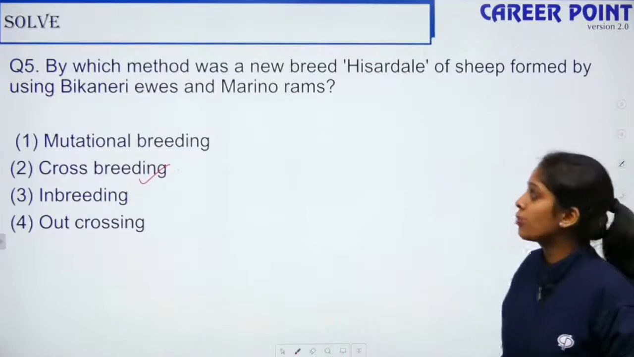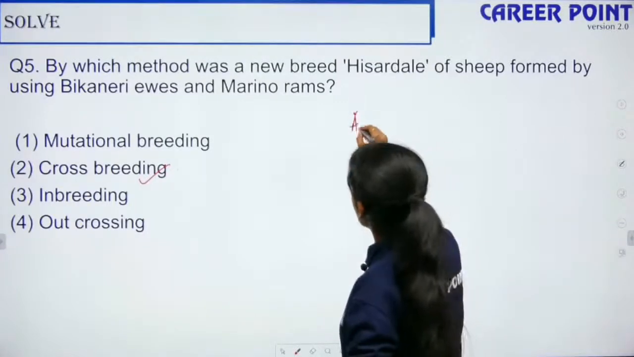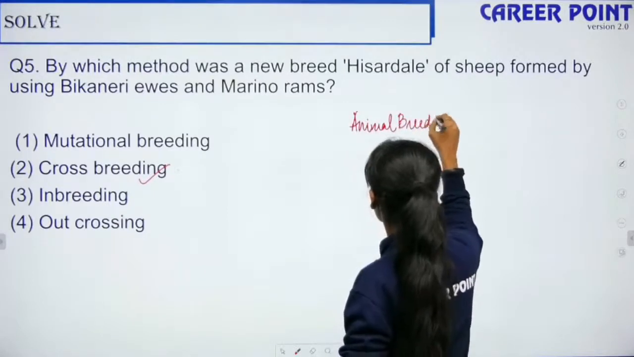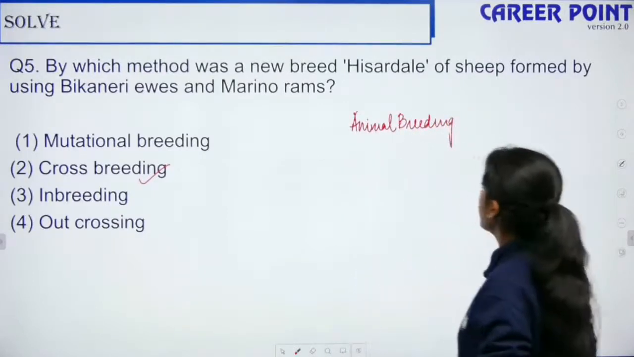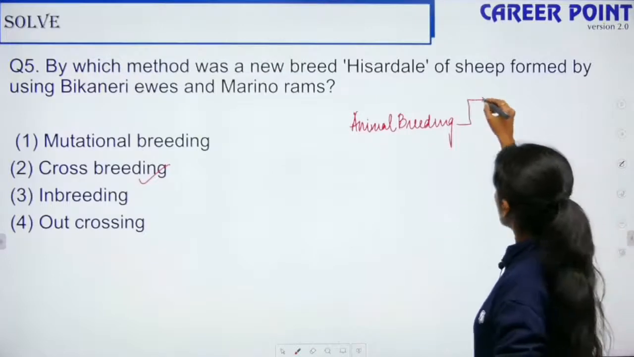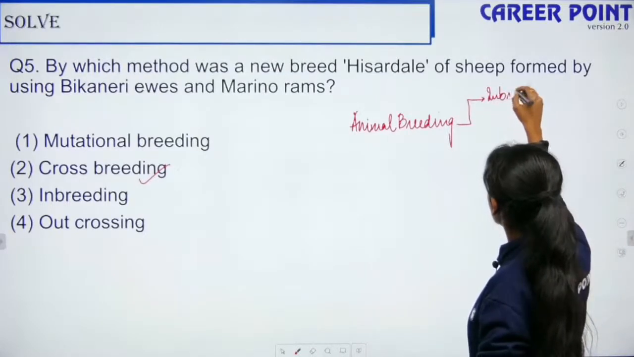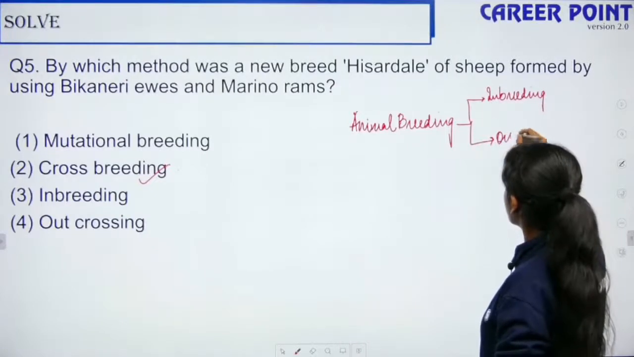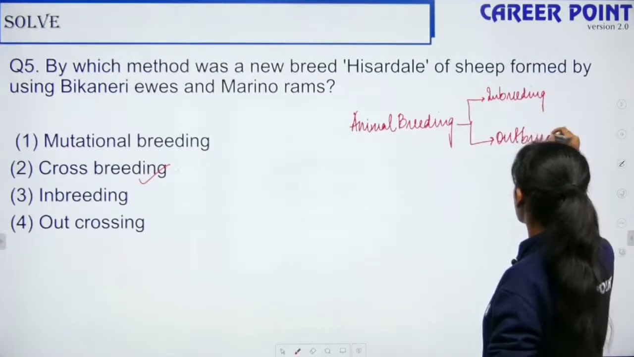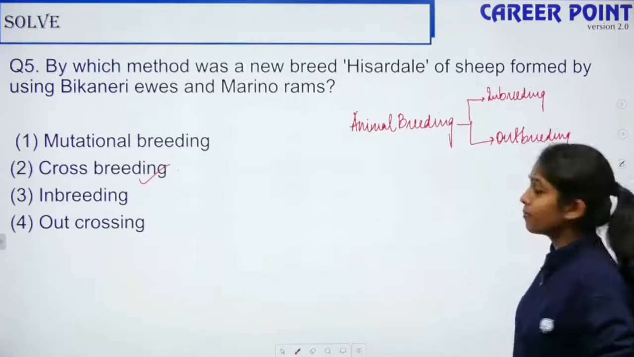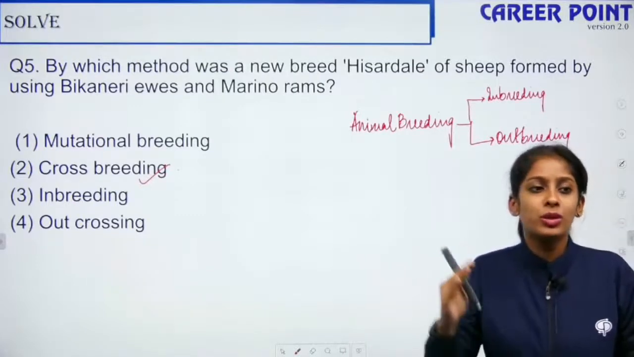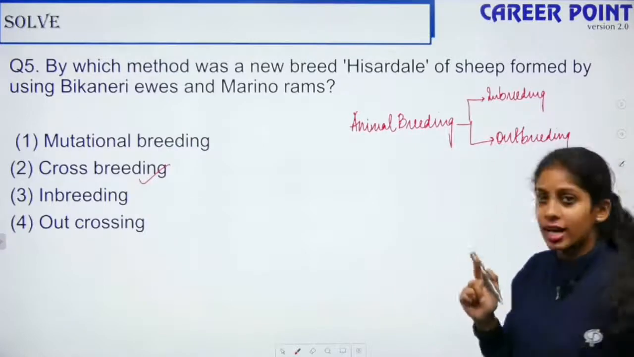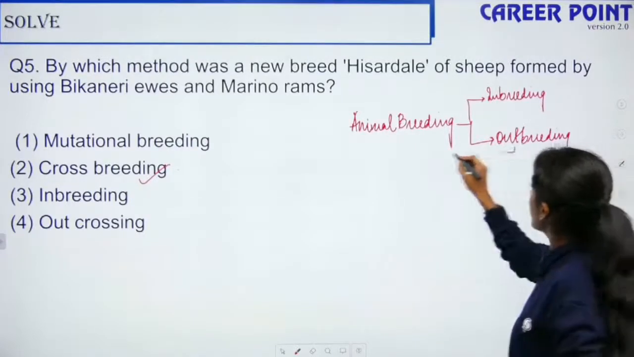We spoke about animal breeding. Animal breeding is of 2 types: one is inbreeding, the other is outbreeding. Inbreeding is when you mate with the same type of breed for many generations. Outbreeding is of 3 types.